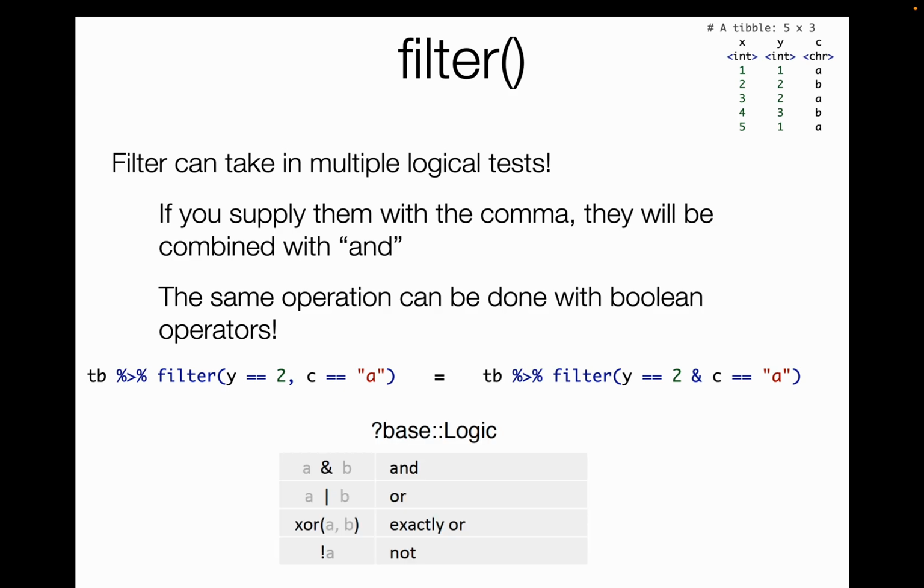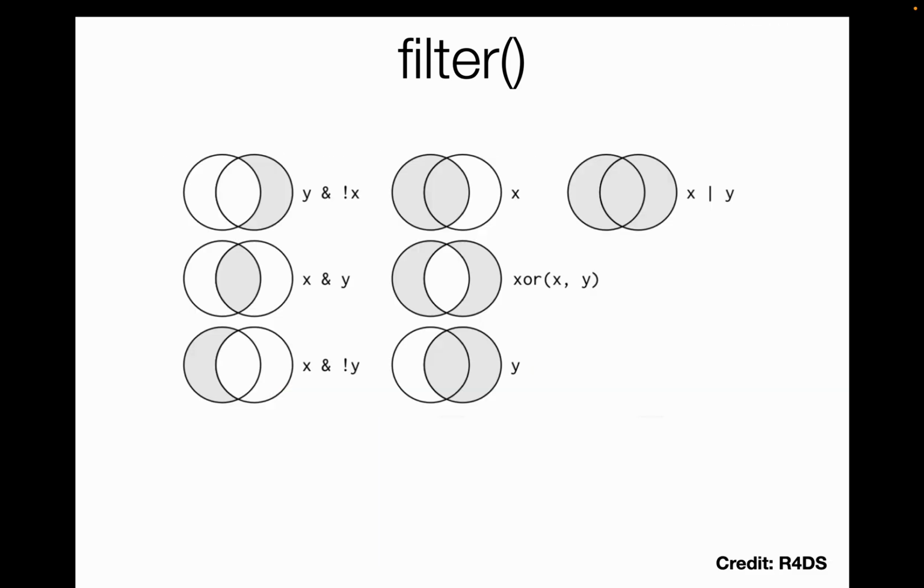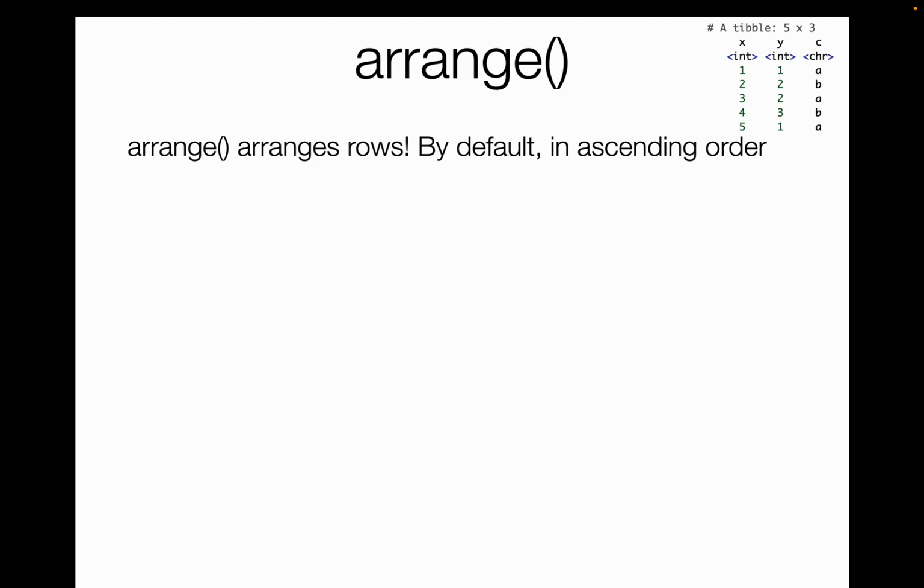Here's some more logic that you can use with filter. Ampersand is the and, the vertical bar, or the vertical pipe, some people call it, is or, and the exclamation point is not or reverse. Makes true false and makes false true. And here are some Venn diagrams about what each of them would be that are helpful when thinking about it. Okay, so that was the first one.